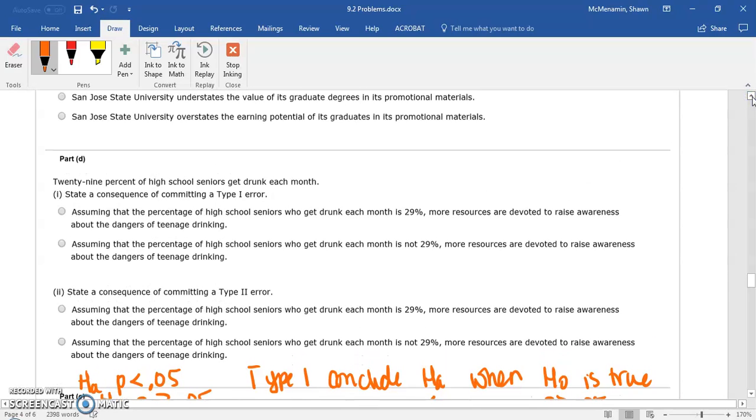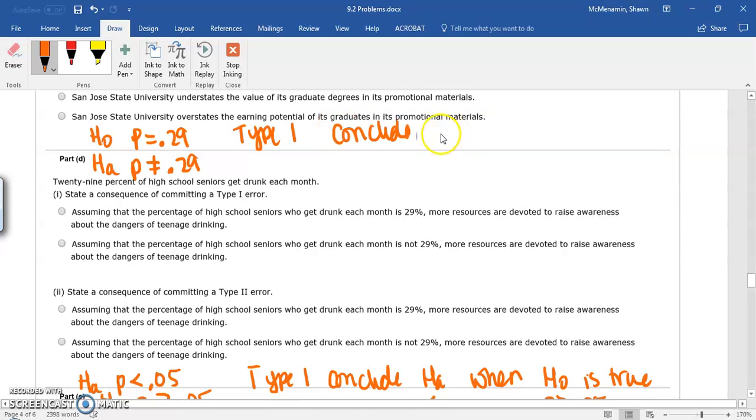Okay, so 29% of high school seniors get drunk each month. So P equals 0.29. That is your null. It has the equal sign. The alternative is the opposing view, which is P not equal to 0.29. So a consequence of a type 1 error is to conclude HA when H naught is true. And what does HA say?